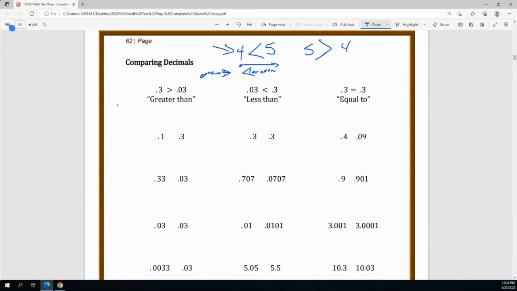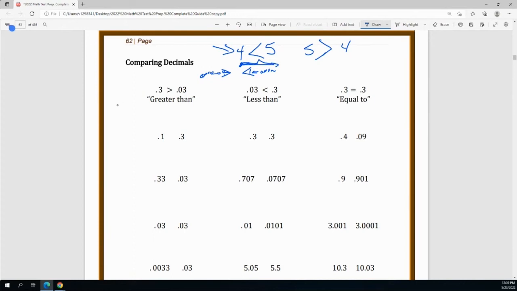So when you read this, you would want to start with the number 4. And you would say, 4 is what? 4 is bigger than 5? No. 4 is less than 5. So that's what you would want to say. 4 is less than 5. As we're reading this from the left to the right, 4 is less than 5.